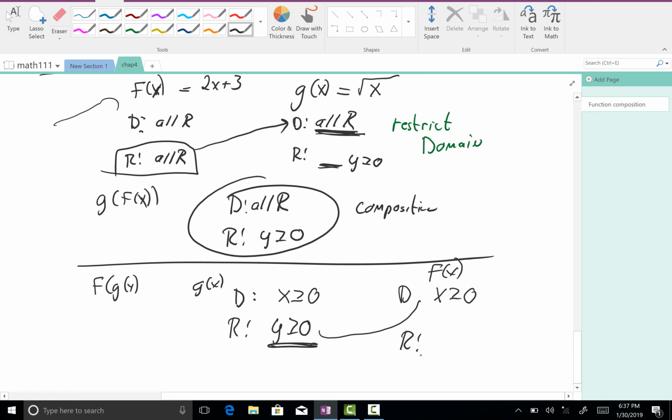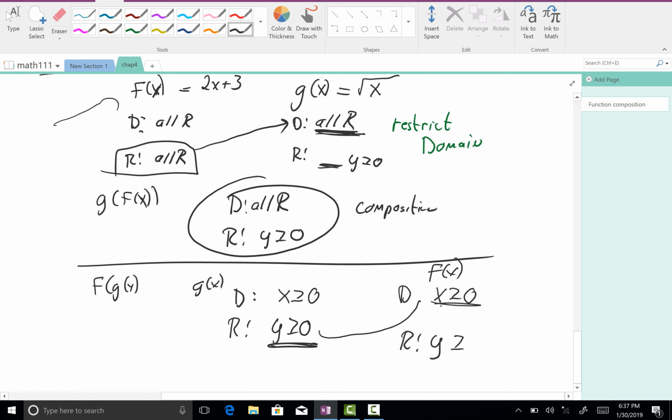And then the range, well, the range is usually all real numbers, but I wonder what we would get if we just had x is greater than or equal to 0 into that f function. What would the range be then? Greater than or equal to what? Not 0, but you got the right idea.